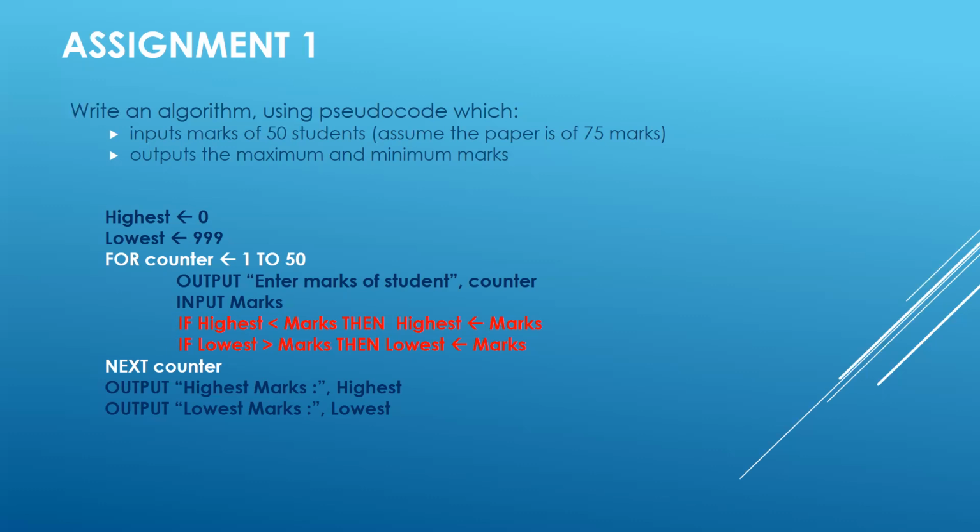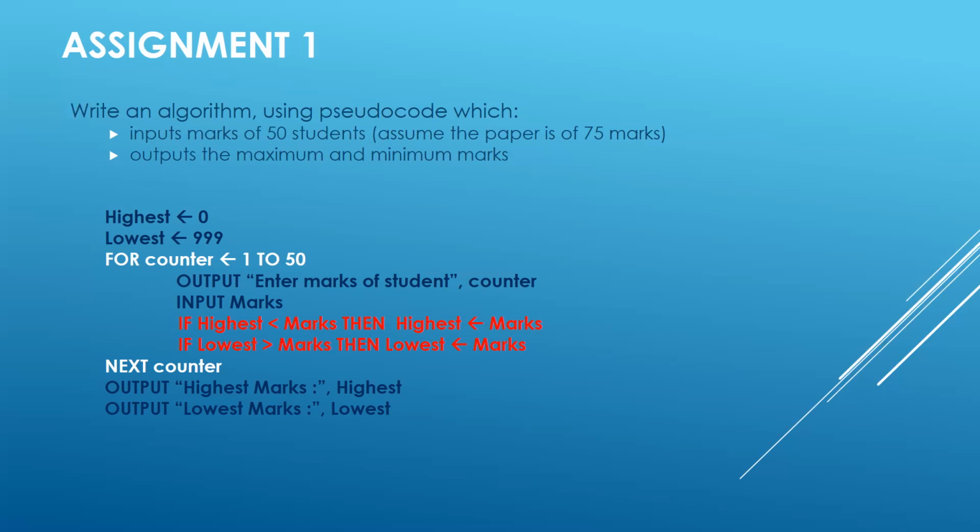Now, highest is initialized with the least abnormal value, 0. And please remember, 0 is non-attainable in our exams. Lowest will be 999. If you recall, this is what we have already covered in detail whenever we were doing the test data. So highest is 0 and lowest is 999, abnormal values. The loop will run 50 times because there are 50 students. Inside this, we are taking input of the marks.